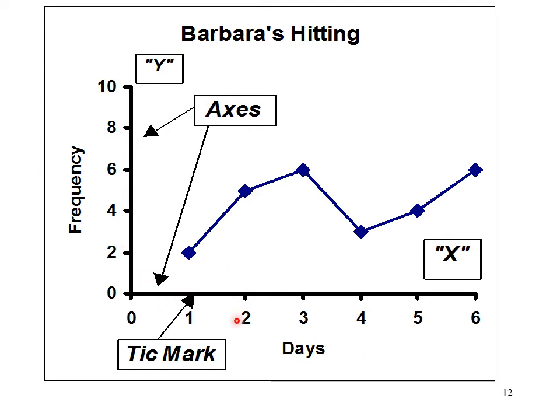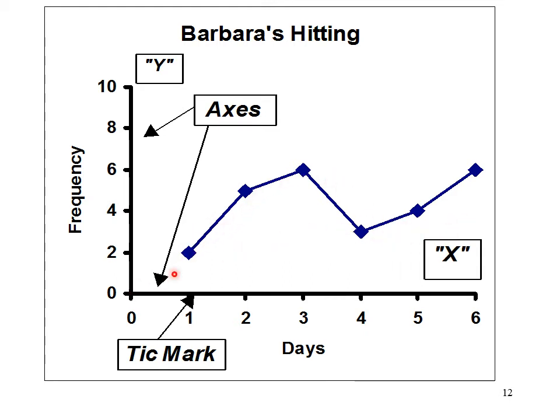The x-axis is labeled days. This is the unit of time. And these are the data points. These are the individual values of behavior. The line connecting the data points is called the data path.